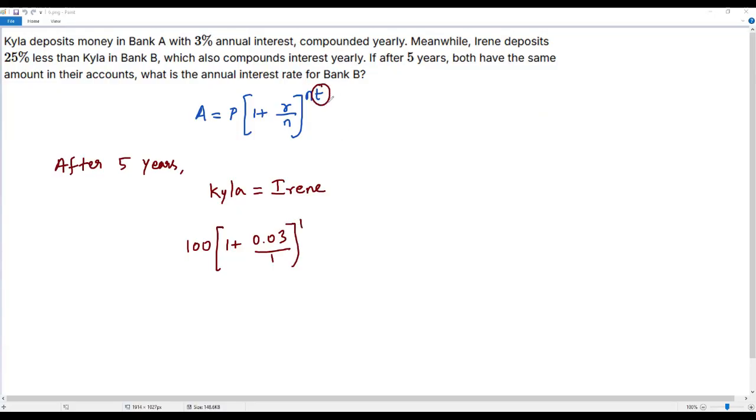And this t represents the time period for which the amount is deposited. The question says 5 years. So we have to plug in 5 for t. So this is the final value of the deposit for Kyla after 5 years.